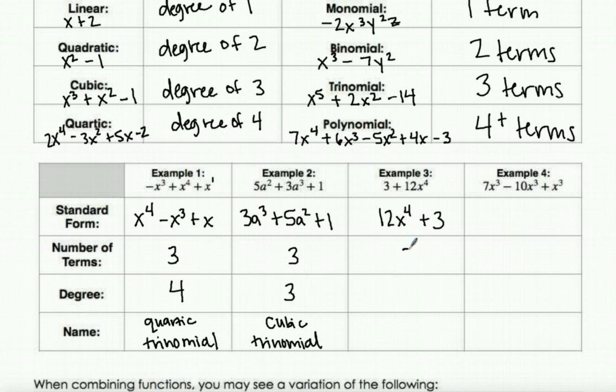For number of terms, it's clear that I've got just two pieces to this one. I've got 12x to the 4th, and then I've got my positive 3. My degree is 4, because my highest exponent was to the 4th power. And so to name this one, it would be a quartic, because my degree is 4, binomial because I have two terms.